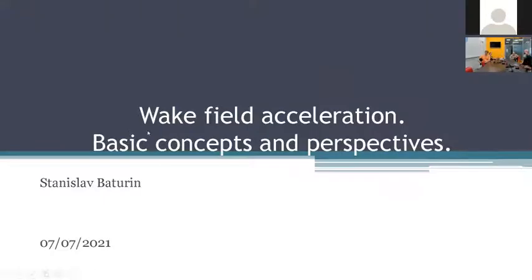So I'm going to talk about the Wakefield acceleration. That's the topic I was working on for a couple of years, maybe like 10 years. I want to talk about the basic concepts, some theoretical background, and just give you some overview of the field in general.